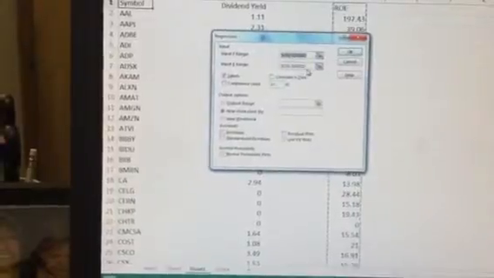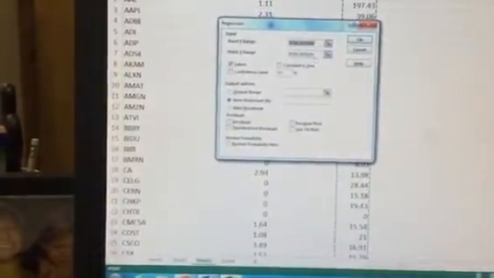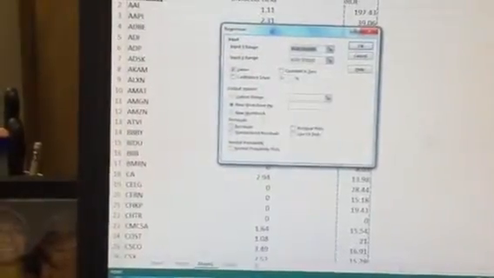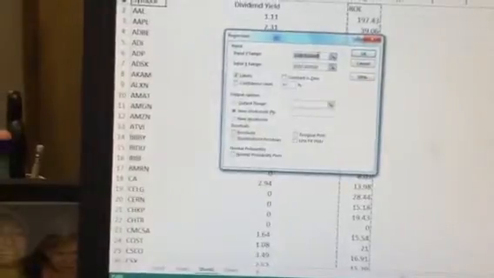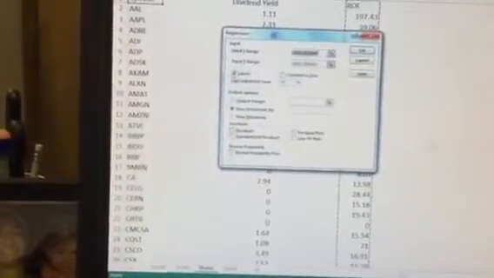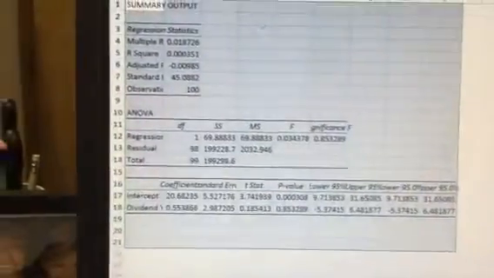Okay. My X variable is going to be my dividend yield. That's my independent variable from row 1 to 101. My Y variable is the dependent variable, that's the return on equity. I use my labels here, hit OK, load it up.